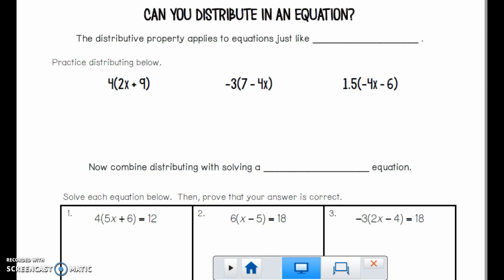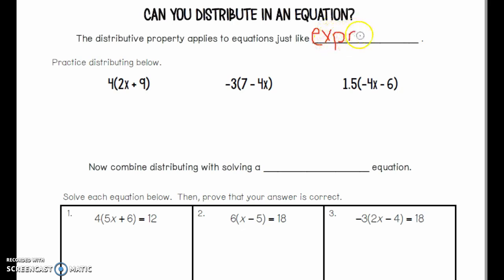So the distributive property applies to equations just like it does to expressions. Remember how to spell expressions. Hopefully you can write better than I can on this thing. That's why we did expressions first, because we didn't have to solve anything. All we had to worry about was the distributive property. So let's practice a few of these just to refresh our memory.